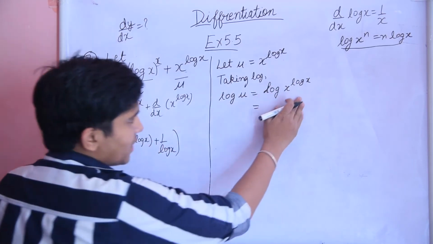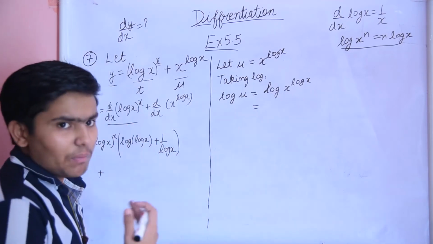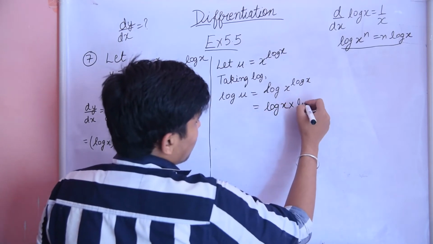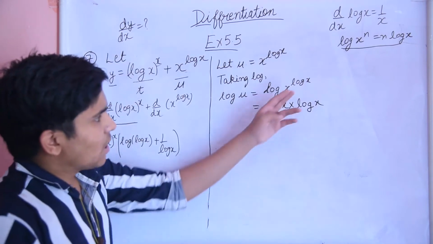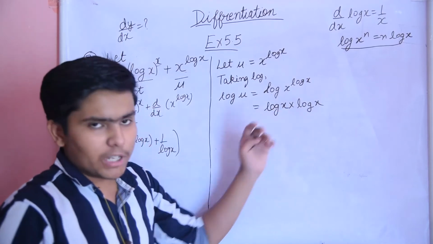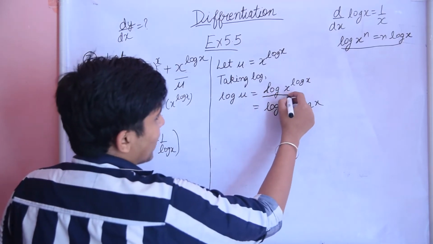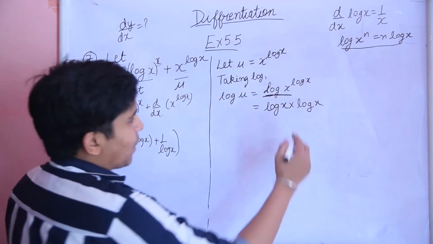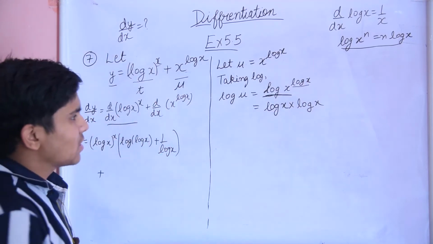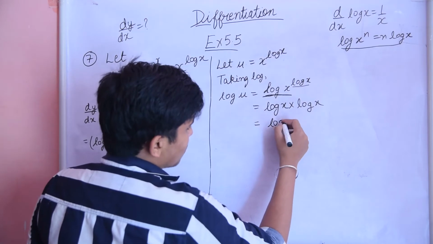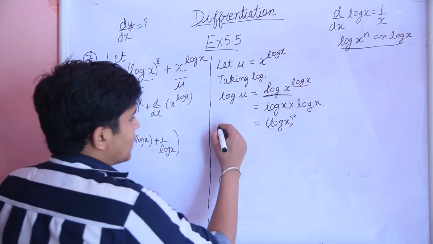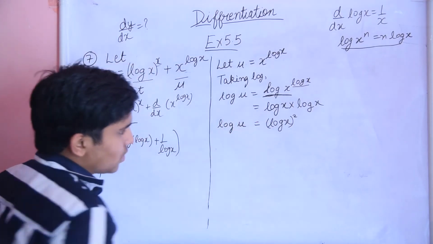As you already know, if a function is raised to any power, that power gets multiplied to the base function. Base function is log x and the power is log x. So the power will get multiplied to the base, and we would have log x into log x, which means (log x) whole square. On the LHS side we have log u here.